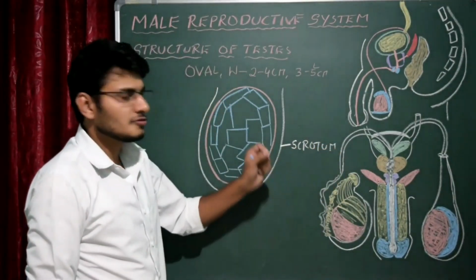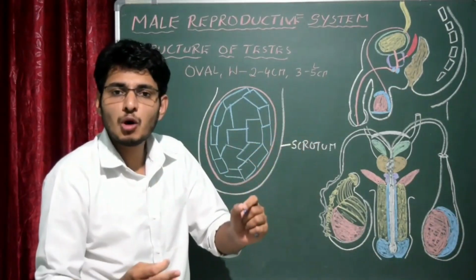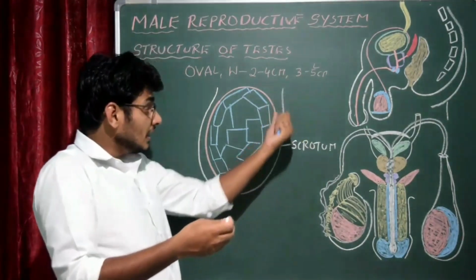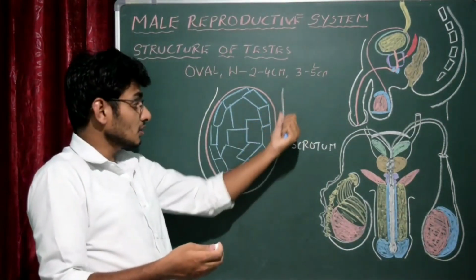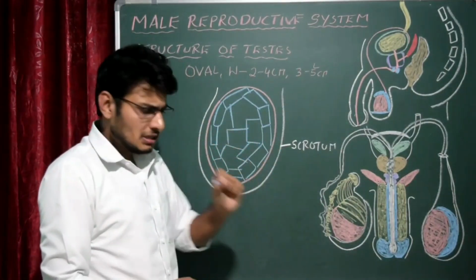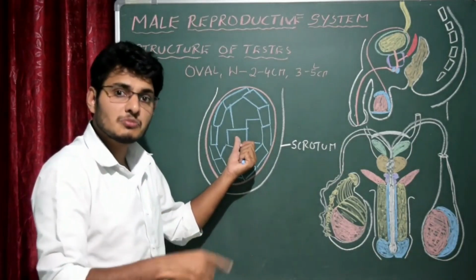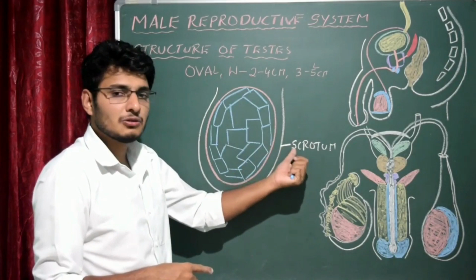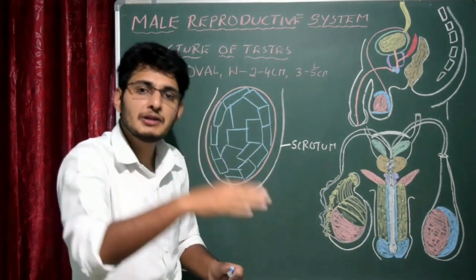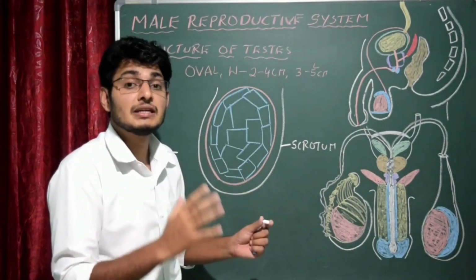What is the function of the scrotum? As you know, the testes are present outside the abdominal cavity, outside the body. The scrotum contains a pair of testes, so it must have a function. As I said earlier, the testes are the site of spermatogenesis where sperms are produced, and for the production of sperm the temperature should be reduced. What is the normal temperature of a human being? It is 37 degrees Celsius, correct?